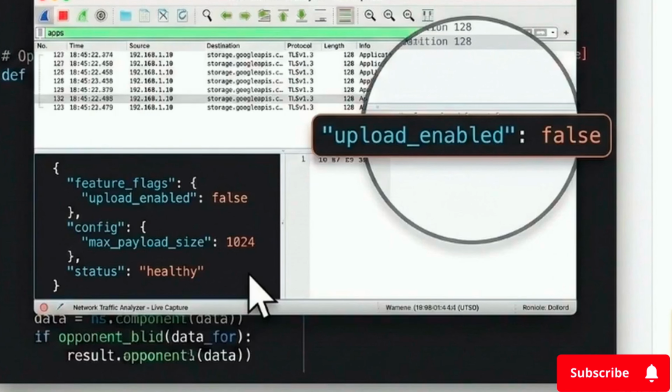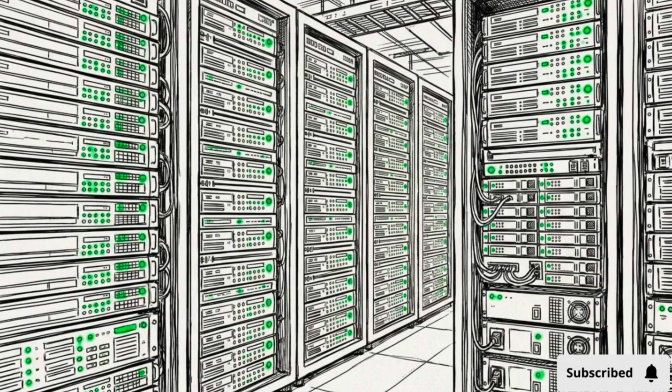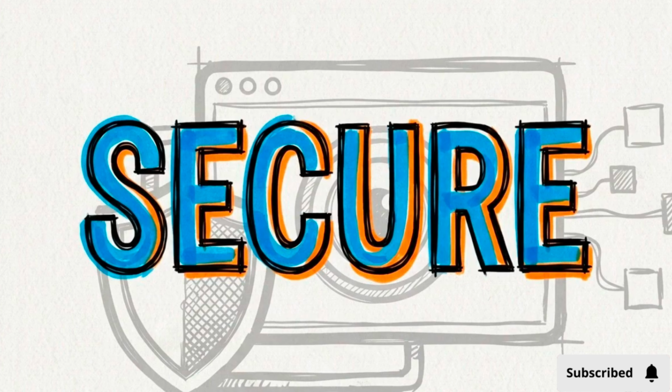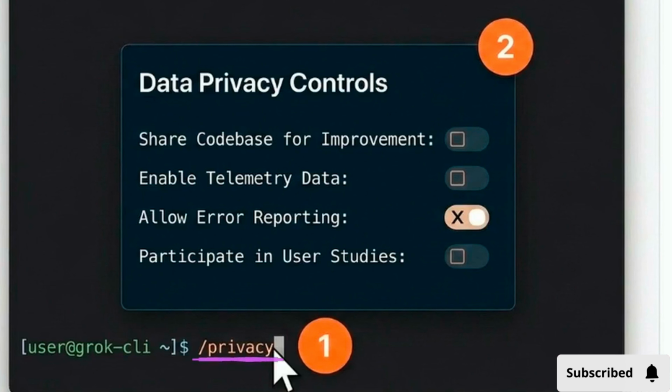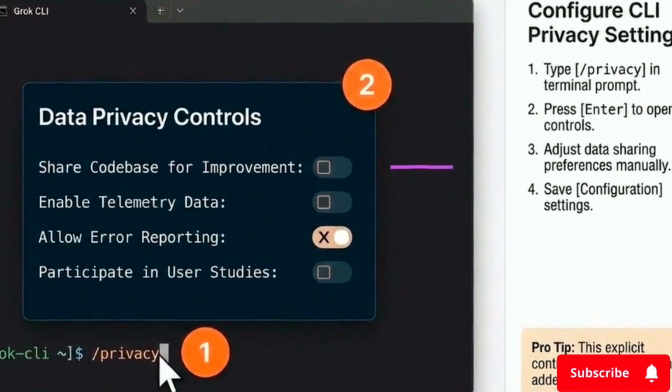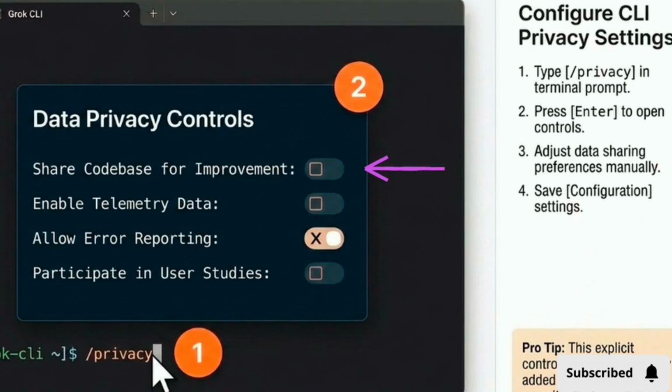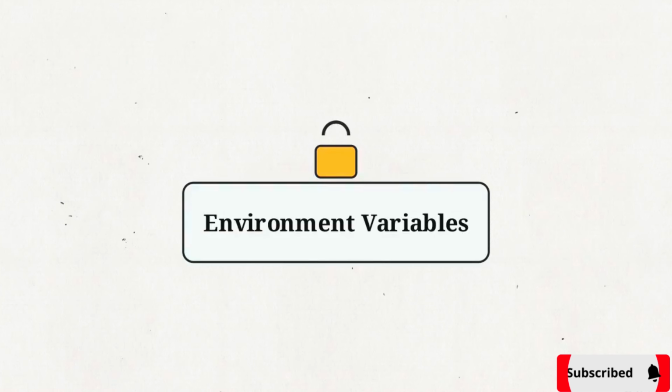The server-side block stopped the immediate bleeding, but relying on external servers for your local security is a poor practice. To guarantee your data stays private, you have to harden your own environment. Following the public disclosure of the leak, the development team added a new self-service command to give users explicit local control over their data. Type /privacy directly into your terminal prompt. This pulls up the data controls. Manually uncheck the boxes for sharing your codebase and enabling telemetry data. Then save the configuration.